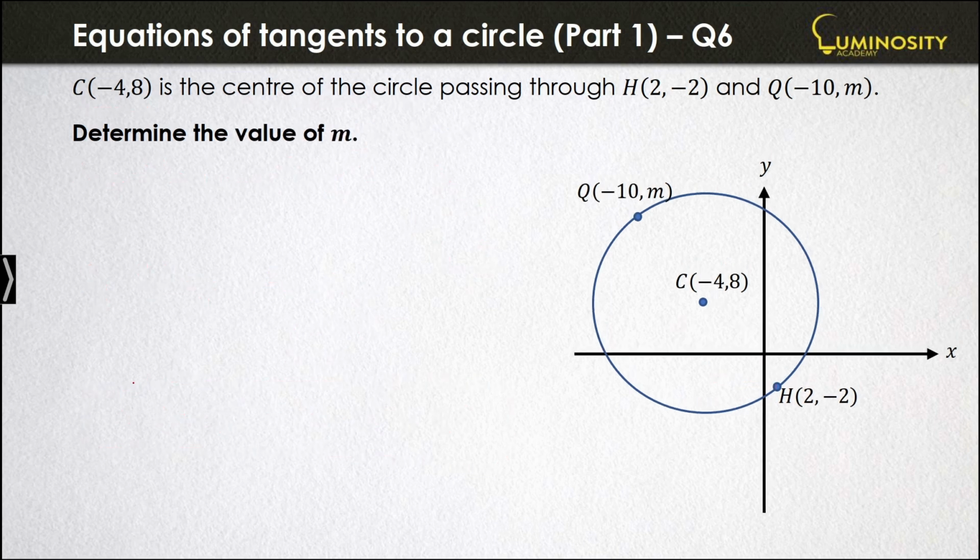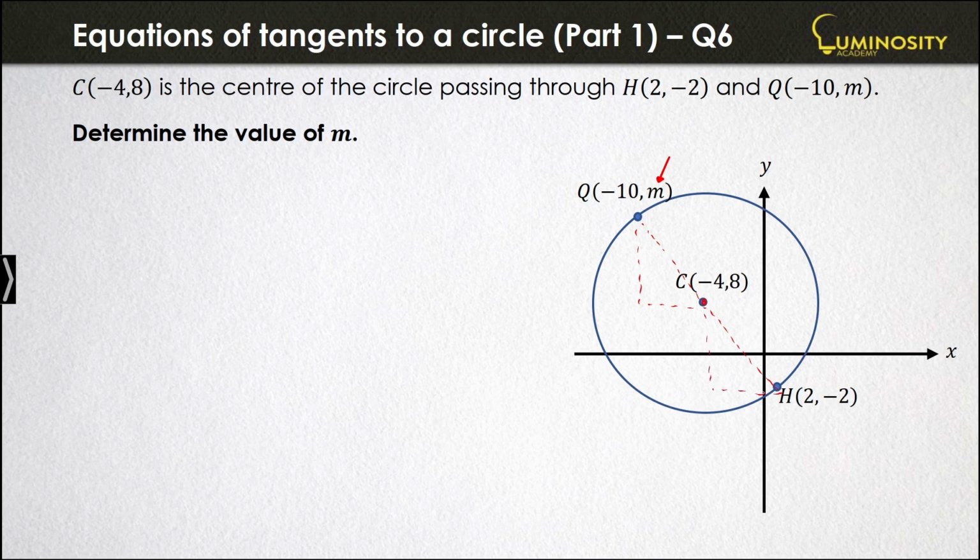Next, we want to determine the value of m. Now notice m is the y value coordinate for the point Q. So I can utilize the fact that if I join Q to C and then C to H, that is going to be a diameter of the circle. So C is the center, which is the midpoint of the diameter. So I can use the midpoint relation to work out the value of m here.